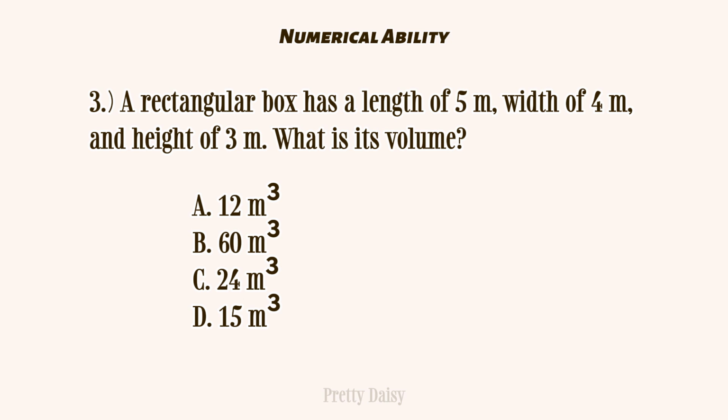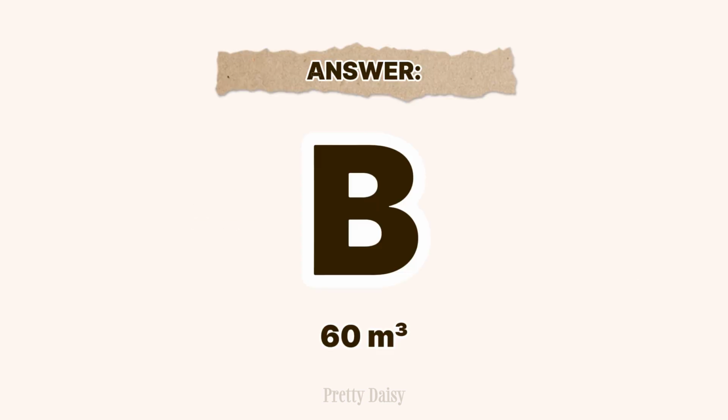3. A rectangular box has a length of 5 meters, width of 4 meters, and height of 3 meters. What is its volume? A. 12 cubic meters. B. 60 cubic meters. C. 24 cubic meters. D. 15 cubic meters. Answer. B. 60 cubic meters.